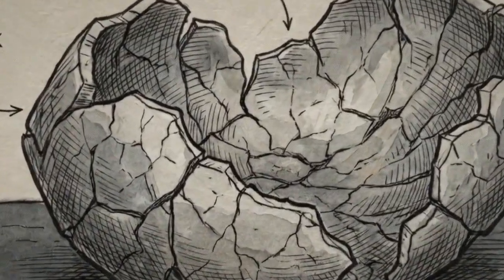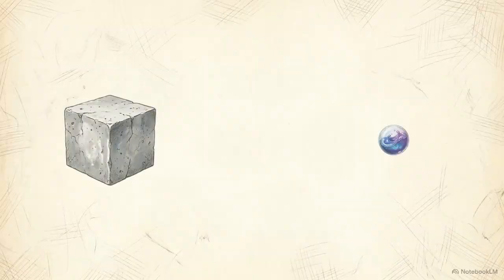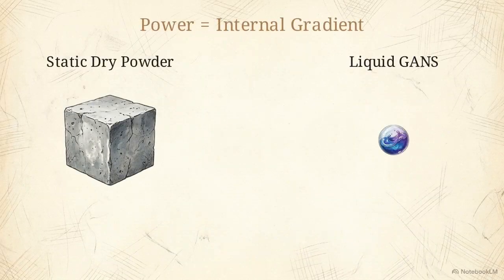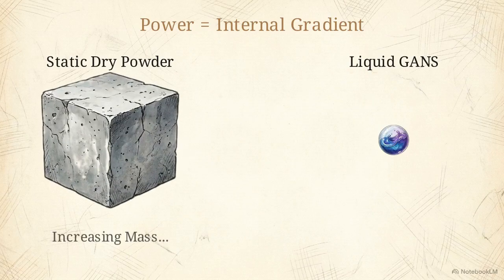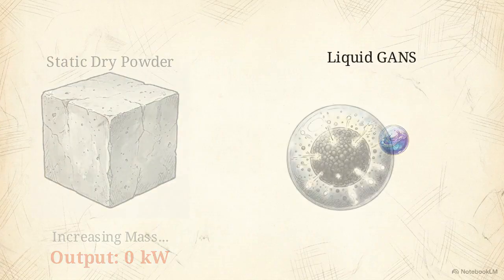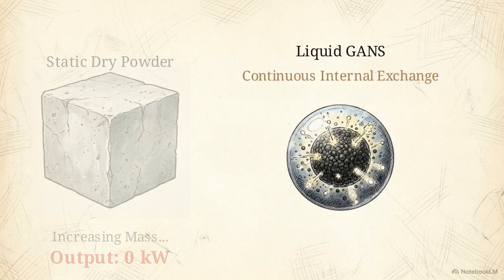It becomes totally inert. Power in this context is a function of the gradient, the tension between the gravitational center and the magnetic boundary. Dry powder is static, offering no internal flux to drive a field, regardless of how many kilograms you pack into the reactor. Retaining the GANS in a liquid state allows for a continuous internal exchange, where heavy elements sink to form a gravitational core, while lighter elements generate outward magnetic pressure.